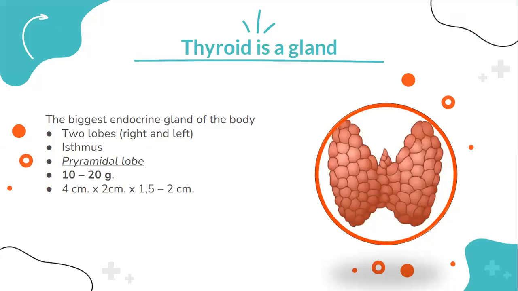So this organ is actually a gland, right? This is the biggest endocrine gland of the body. It has, as you know, two lobes.